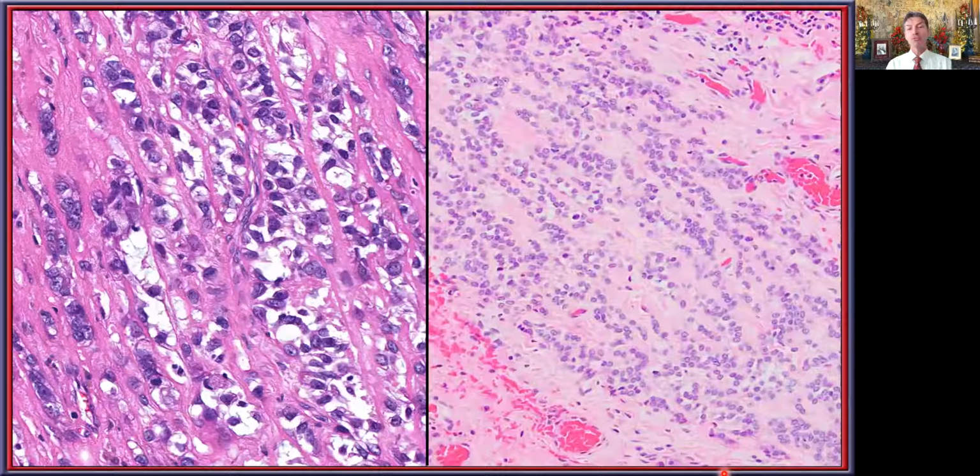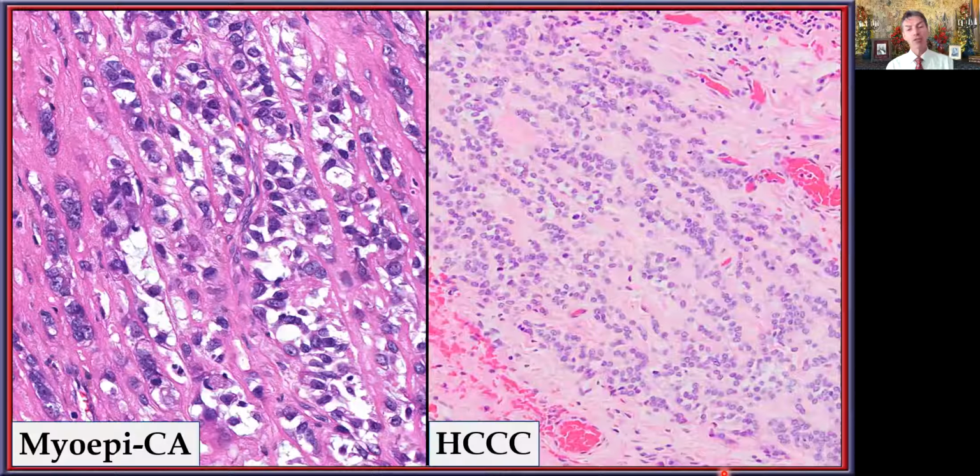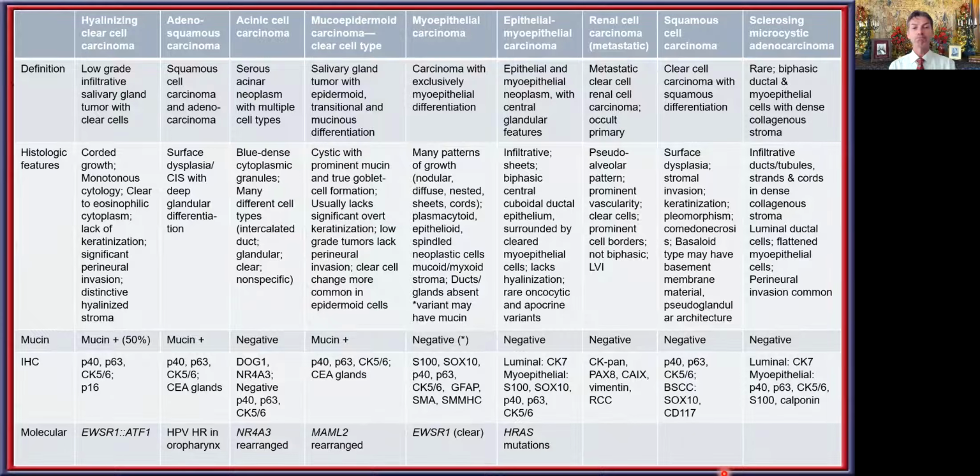So again, when I put these two tumors together, I think when you think about a myoepithelial carcinoma and a hyalinizing clear cell carcinoma, again, the overlap can be seen, but the immunophenotype can be very helpful in separating between these biphasic versus single cell population.